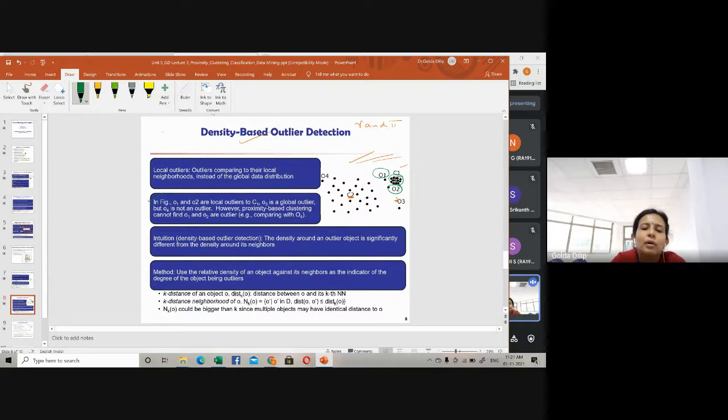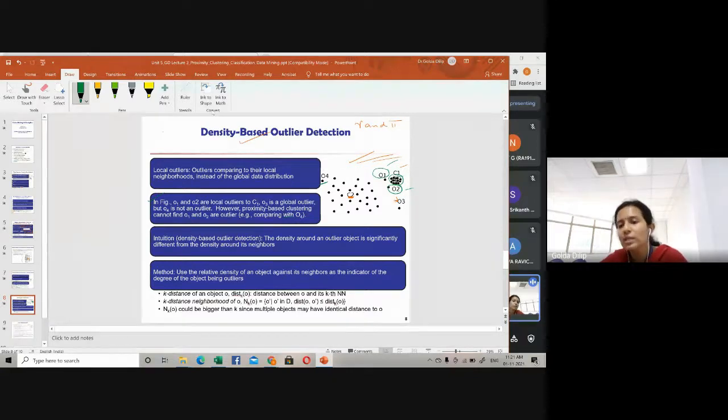What I wanted to tell you is that the distance-based outlier technique, whatever we have learned, will not be able to capture local outliers like O1 and O2, as you can see here, because they are outliers with respect to certain clusters. And O4 is local with respect to cluster C2.